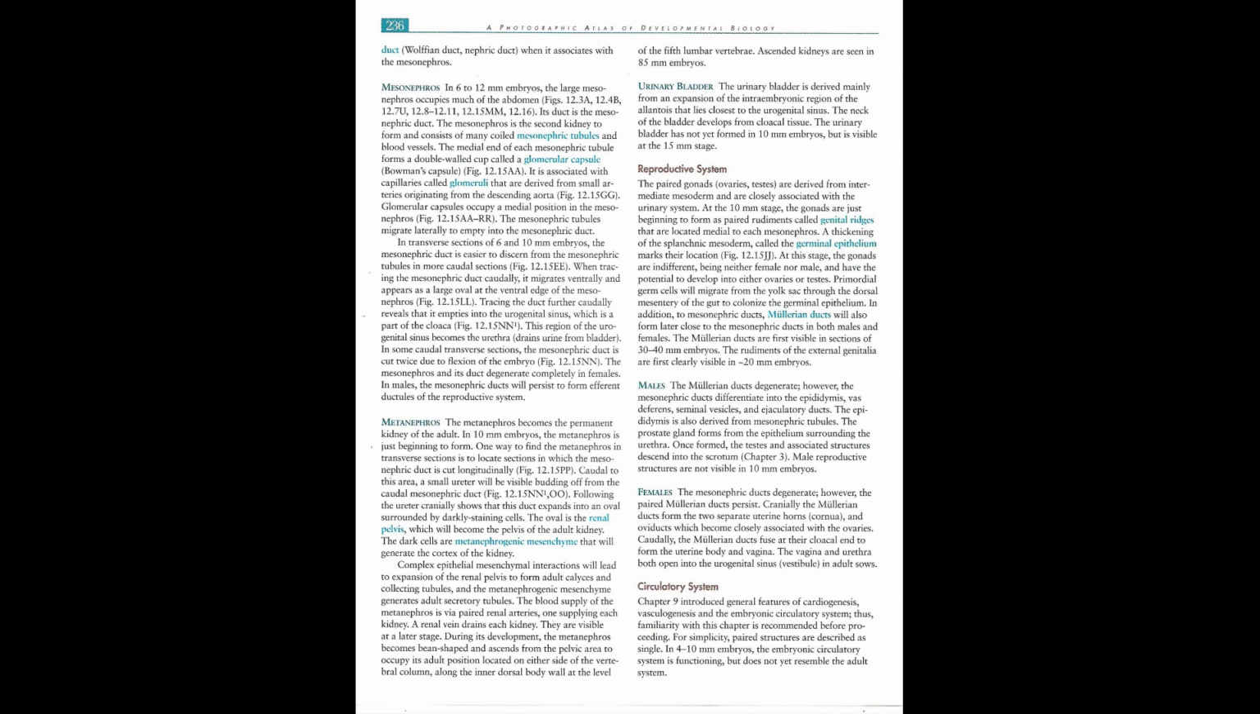Circulatory system. Chapter 9 introduced general features of cardiogenesis, vasculogenesis, and the embryonic circulatory system. Thus, familiarity with this chapter is recommended before proceeding. For simplicity, paired structures are described as single. In 4 to 10 mm embryos, the embryonic circulatory system is functioning, but does not yet resemble the adult system.